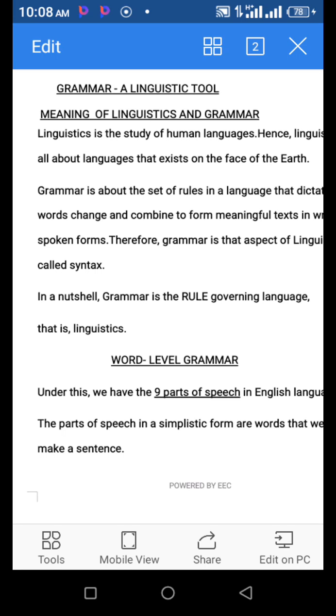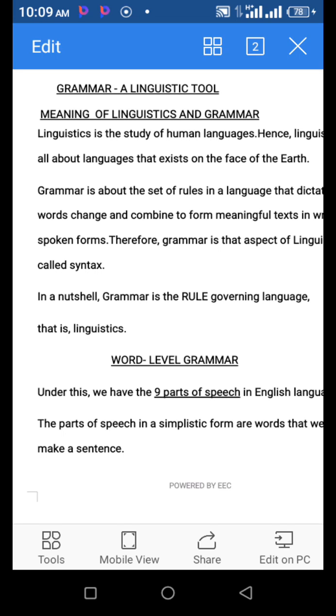Wow, God is good. In this lesson, we shall be looking at grammar, a linguistic tool. What did I say? I said grammar, a linguistic tool. What is linguistics? Linguistics is the study of human languages the world over. What is grammar? Grammar is about the set of rules in a language that dictates how words change and combine to form meaningful text in written and spoken forms. Grammar is an aspect of linguistics called syntax, and grammar therefore is the rule governing language, that is linguistics.